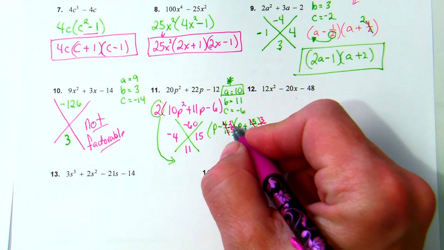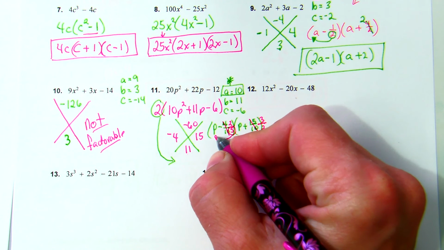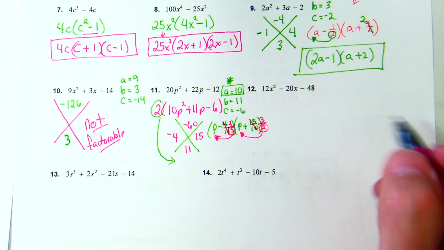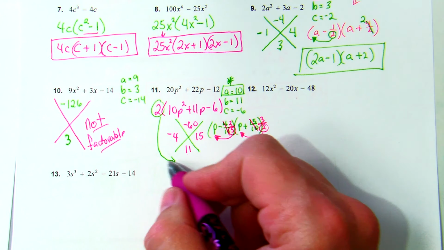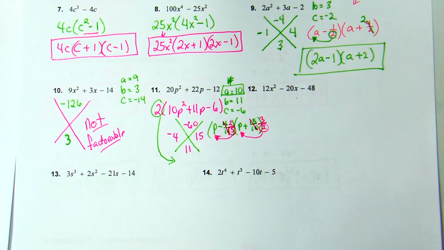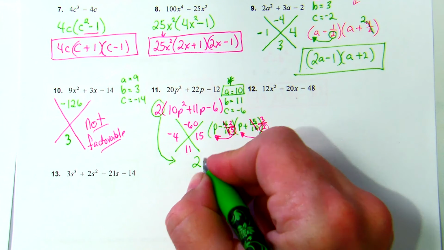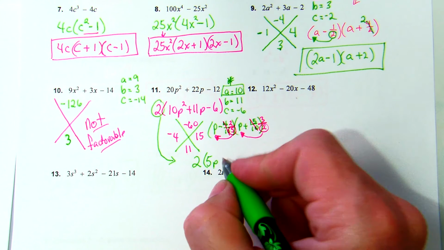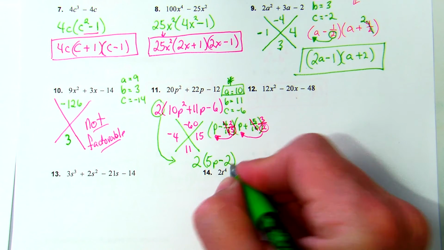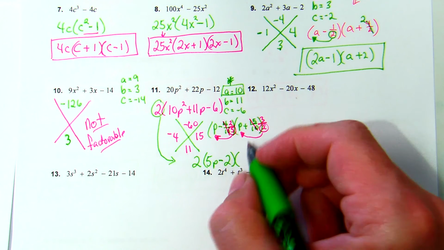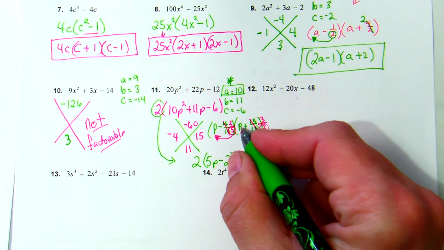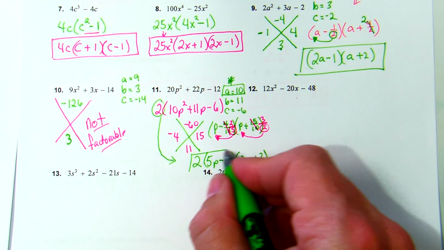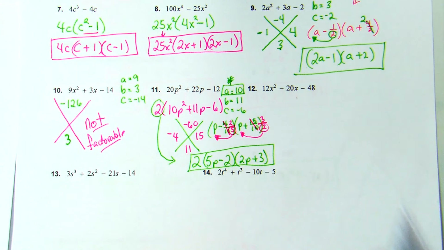So I'm going to take my 5 out in front of the P, and I'm going to take my 2 out in front of the P on this one. Remembering, again, I've got to bring this 2 down from the top. So my final answer is going to be the 2 times 5P minus 2. And then I'm going to have 2P, 2 times the P, plus 3. And there is my completely factored form on number 11.